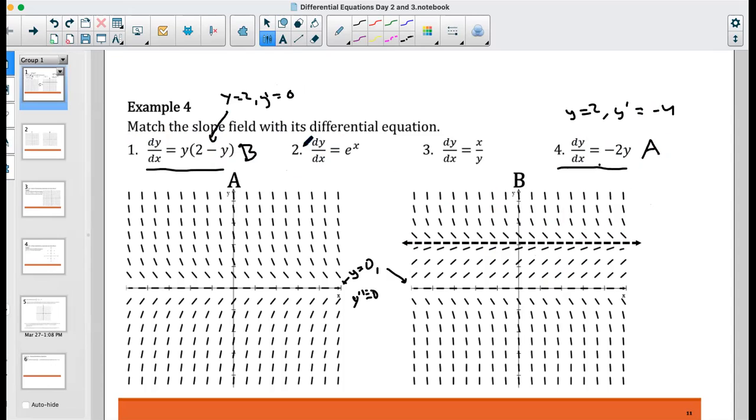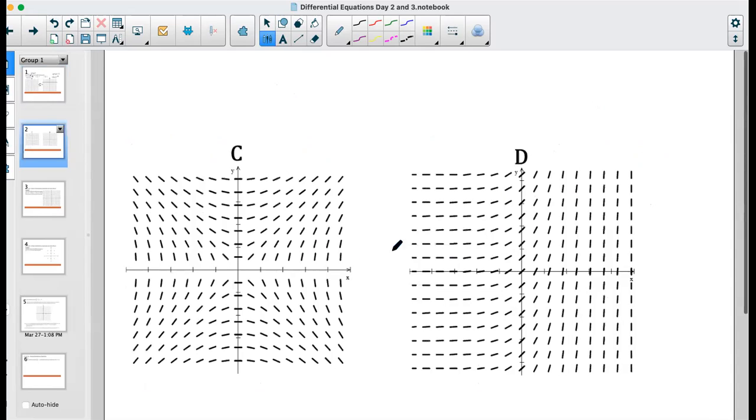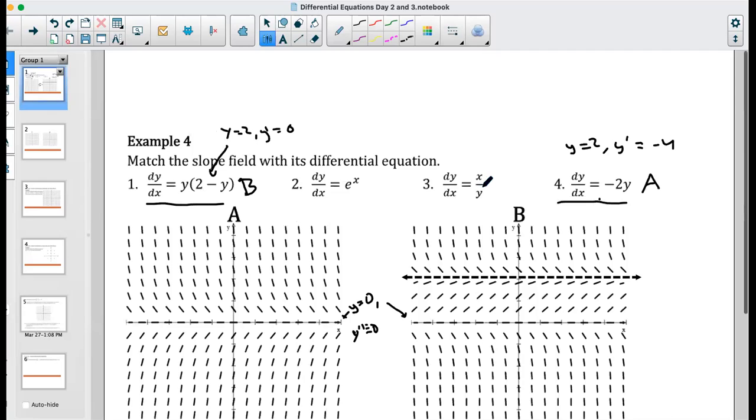And then I've got to figure out for 2 and 3 which one of these is 2 and which one is 3. There's a couple ways to do it, but to me, I see this down here, that y on the bottom.